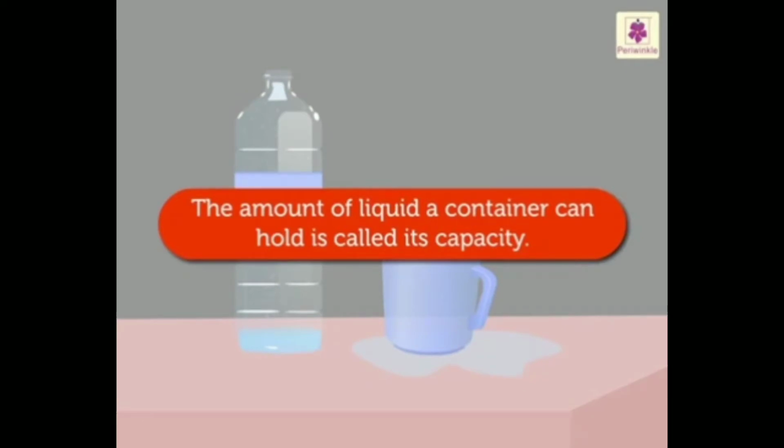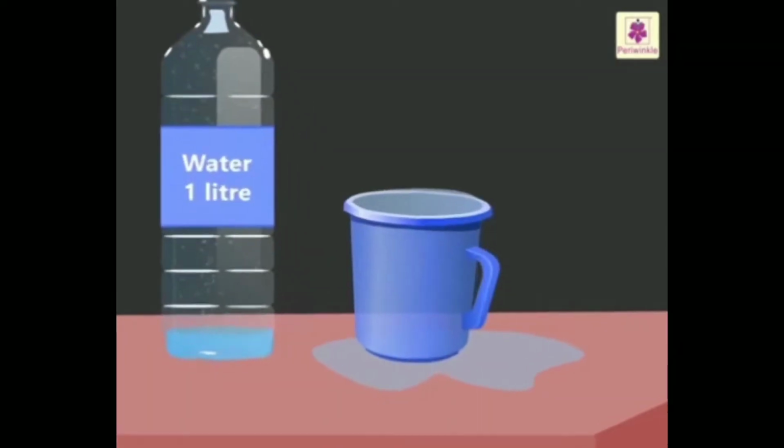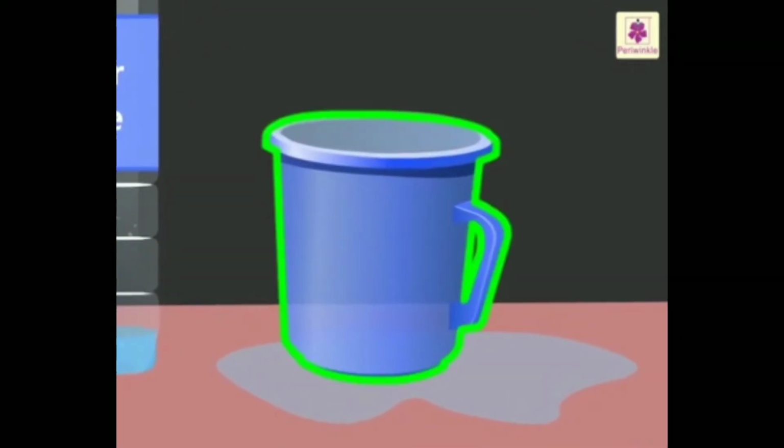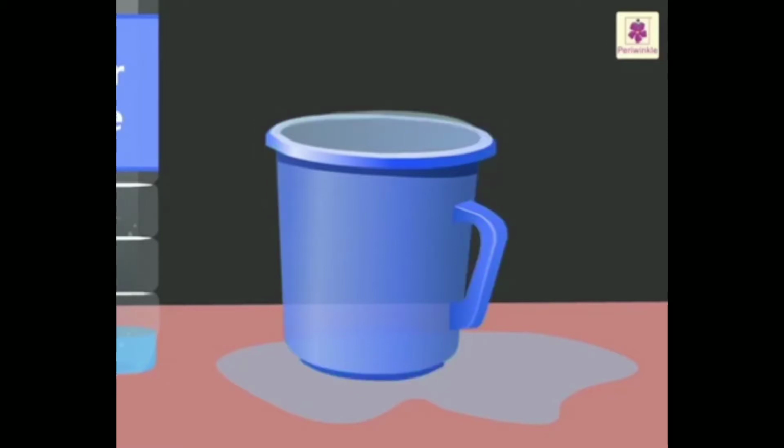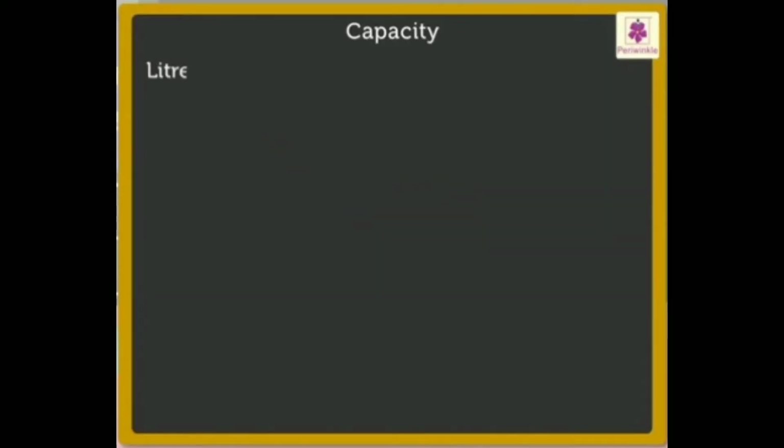So the amount of liquid a container can hold is called its capacity. It can be any liquid. Now coming to this jar, since it has less capacity, the water has started overflowing. So that is called the capacity of the jar.